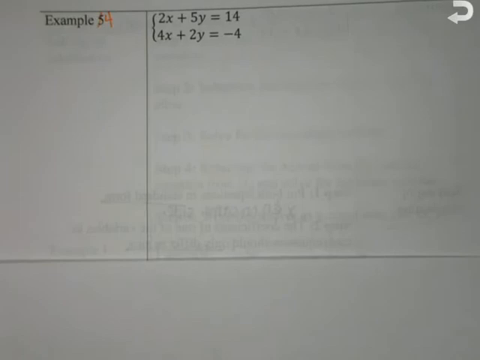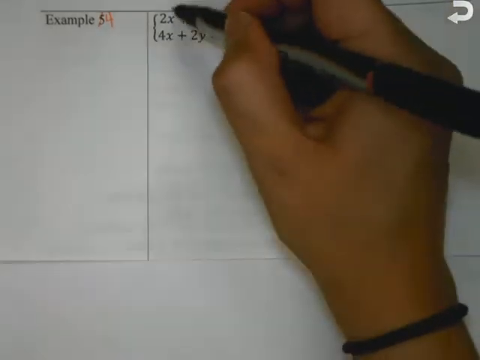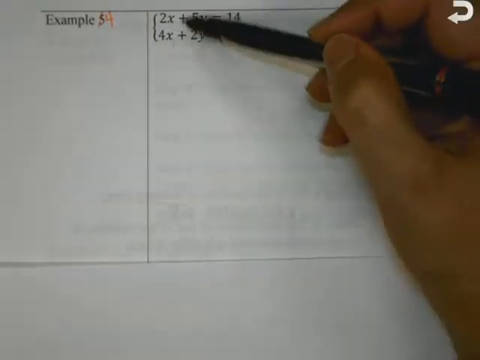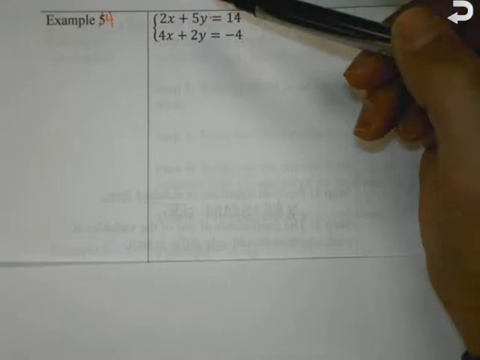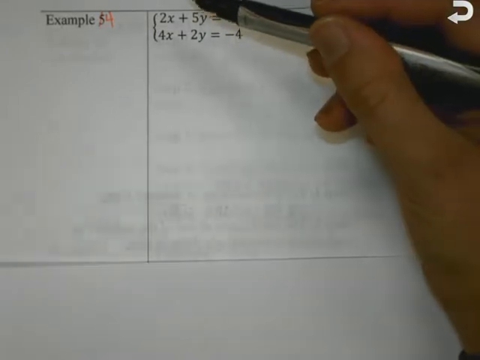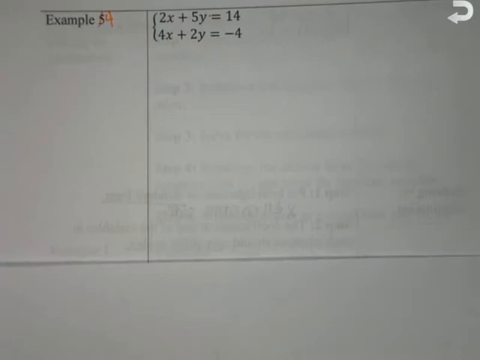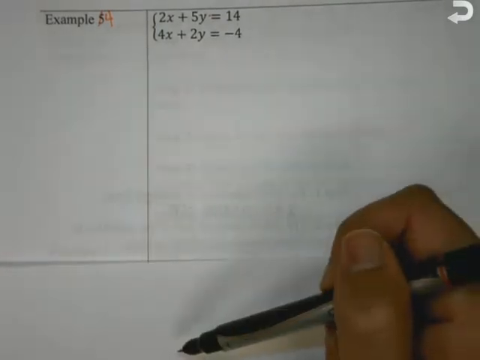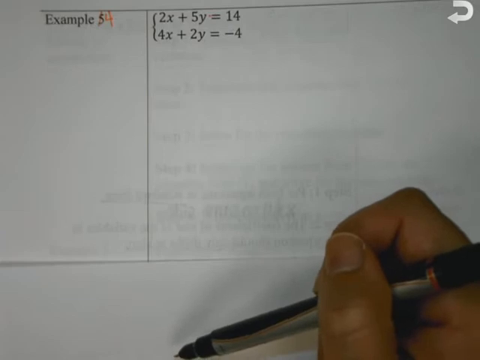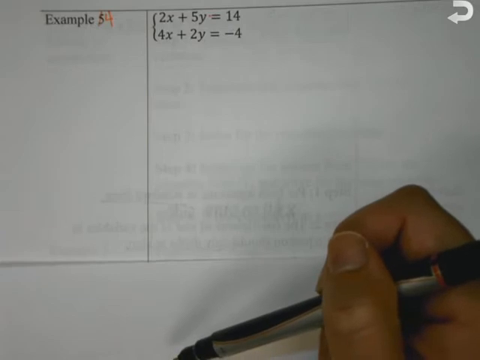Are any of my variables the same except for the sign? I have 2x and 4x and 5y and 2y. Will any of those eliminate right off the bat? No. So we need to pick which variable we want to eliminate. Any suggestions, x's or y's? X's. Why do you say the x's? Because you can times one by negative 2 and make it equal. Yeah, we only have to multiply one equation if we want to eliminate the x's.